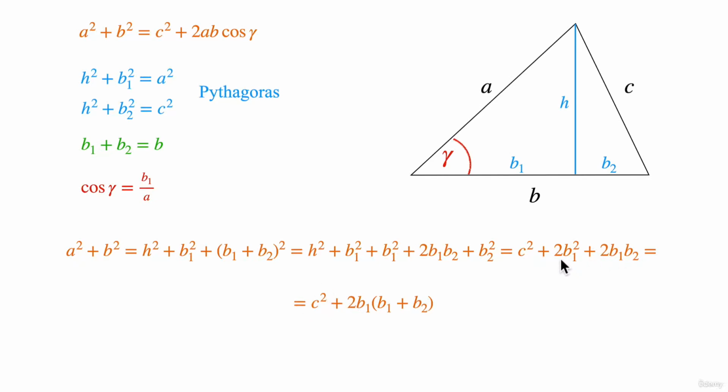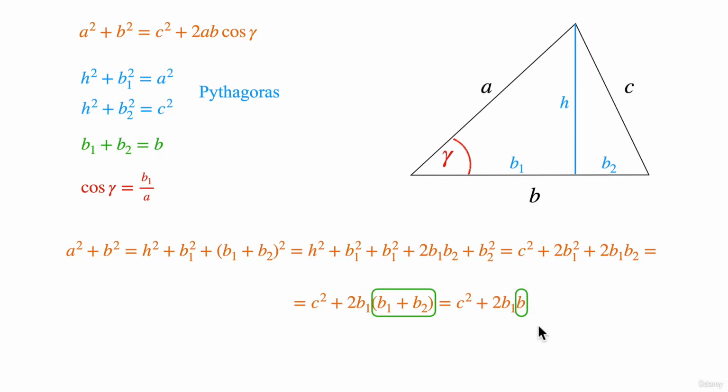And here we see that we have a common factor in these two terms, and this is 2 times b1. So we can factor out from these two terms 2b1, and in the parentheses we will have b1, because 2b1 times b1 is 2b1 squared, this first term, and from the second term we have b2, because 2b1 times b2 is 2b1 times b2. So we are done with this. And here we replace b1 plus b2 from this parenthesis by b.